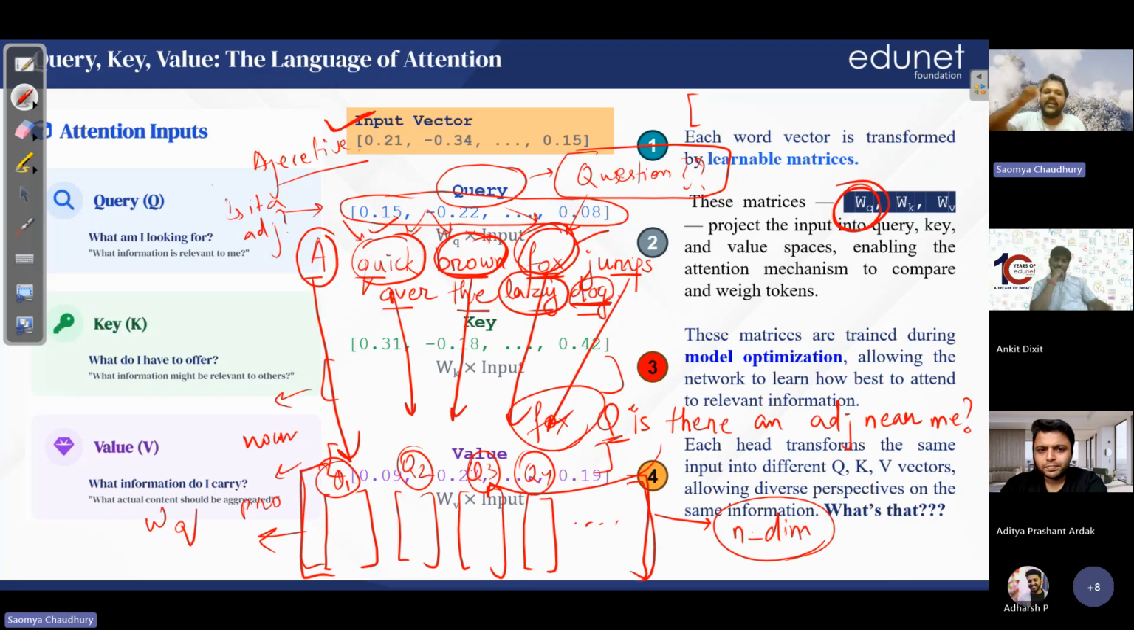They get learned according to the context again. Meaning not learned, meaning they change their form again based on the context. Got it, sir?